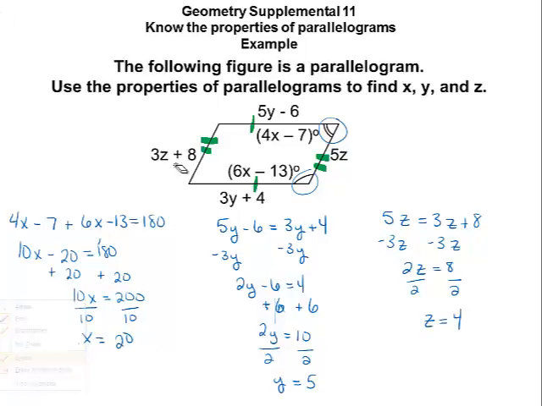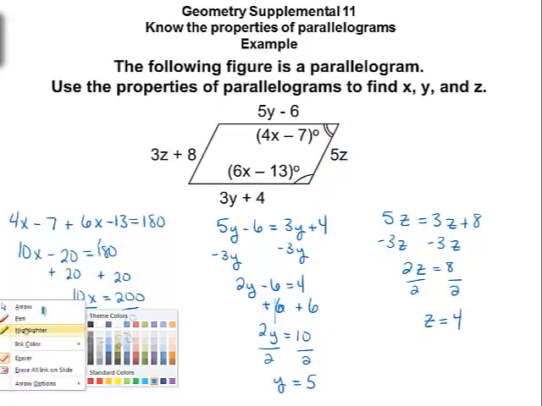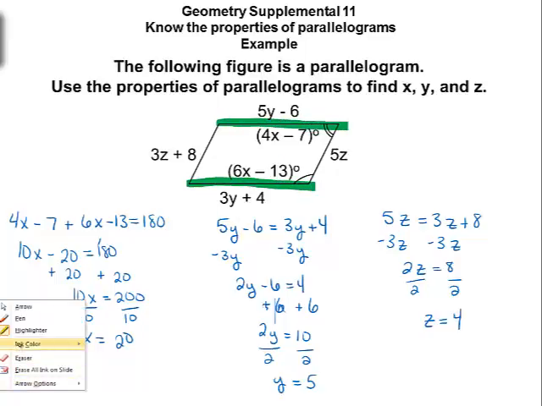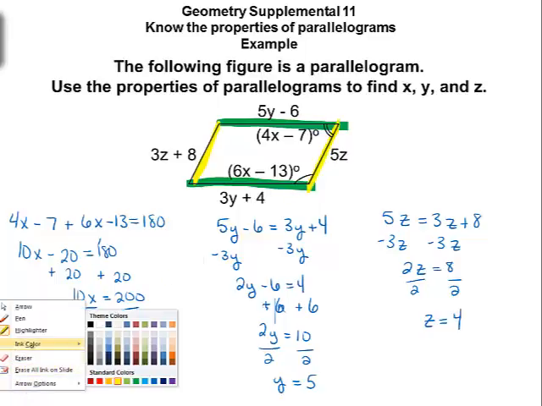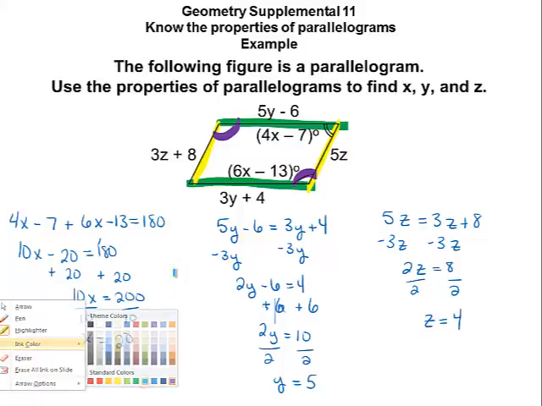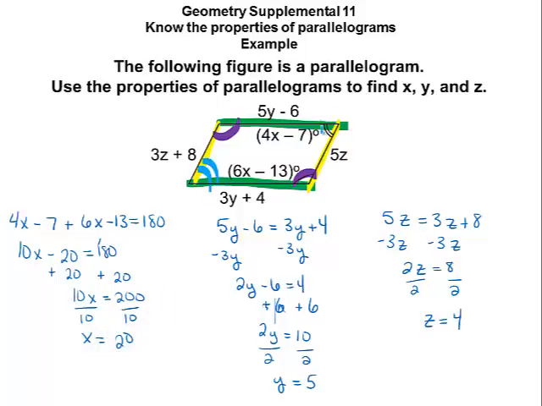So let me do something better. This side is the same length as this side. This side is the same length as this side. This angle will be the same as this angle. And this angle is the same as this angle. And the two angles that are not the same are going to add up to 180.